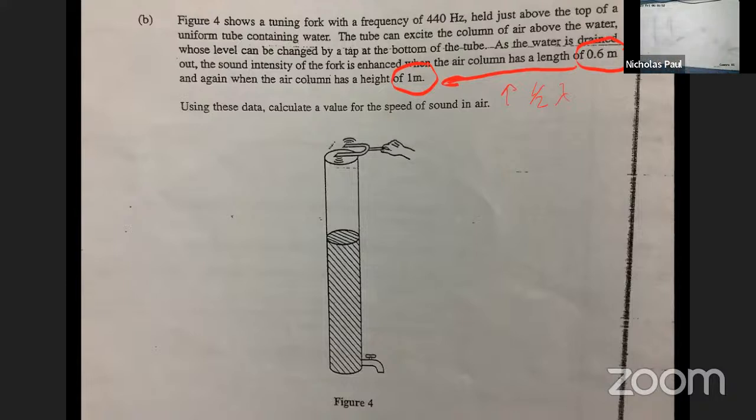All right, good. Let's see what we have here. So for me, if I were doing this question, they want me to find the speed of sound, right? I know that speed is equal to f lambda. Frequency is equal to 440 hertz. I don't know lambda, so I have to figure out lambda.